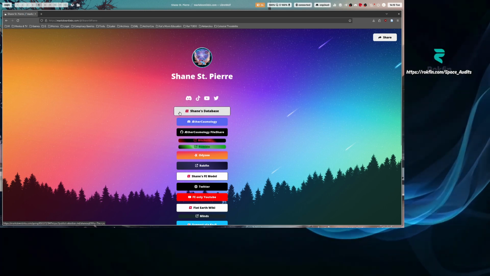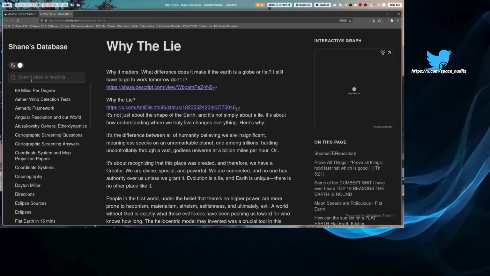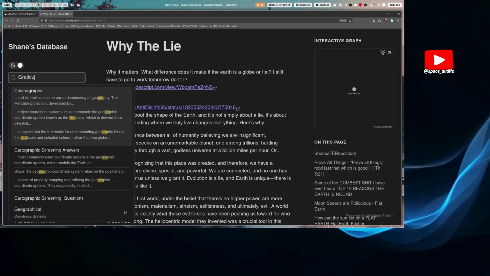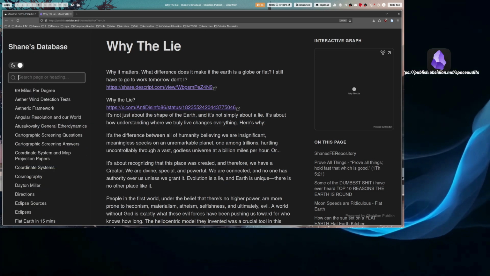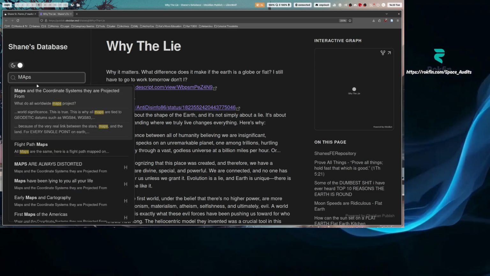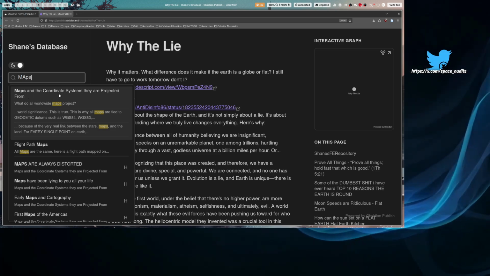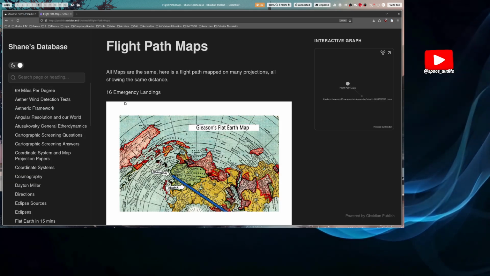And then you'll see a thing that says Shane's database. Okay. When you go to Shane's database, there's a little search bar. Type in the word maps, and you'll see a subtopic that says maps and the coordinate systems they are projected from. Okay. I can't do that.